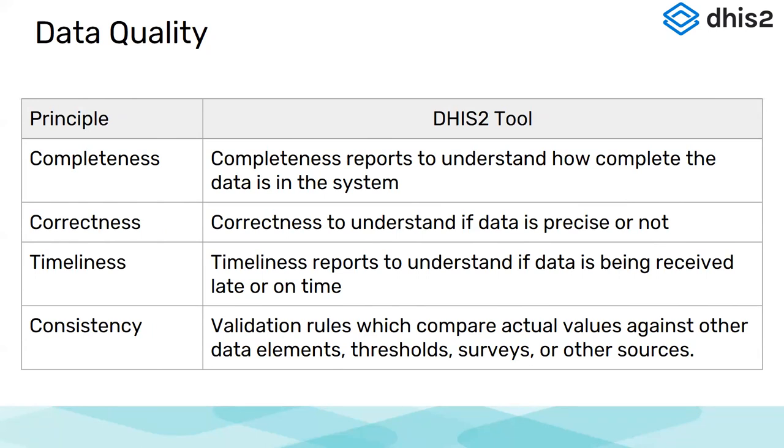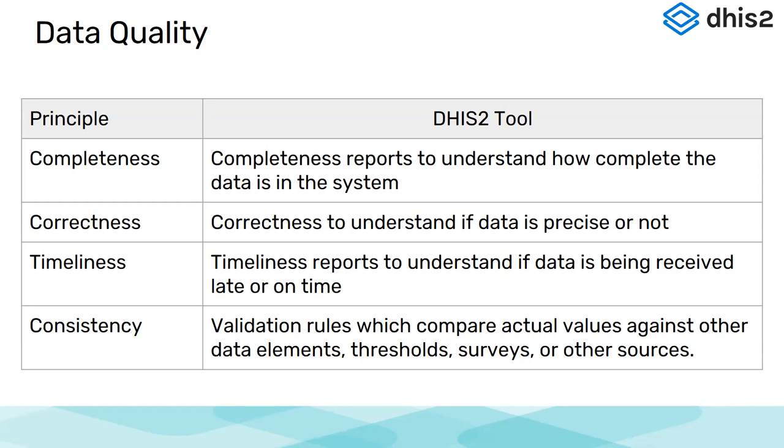Completeness is to understand how data is being completed in the system. Correctness is to understand how precise the data are or not. So the data the data manager who filled the form put in the system, are they correct or not. Timeliness is linked to time, and it measures if the data has been reported on time or after the stated time.